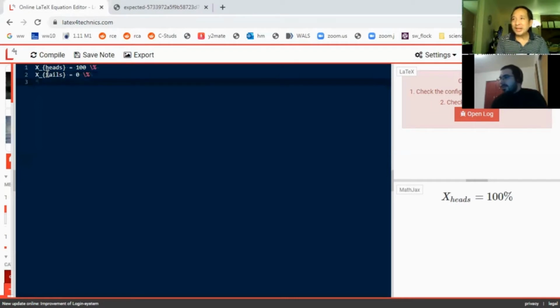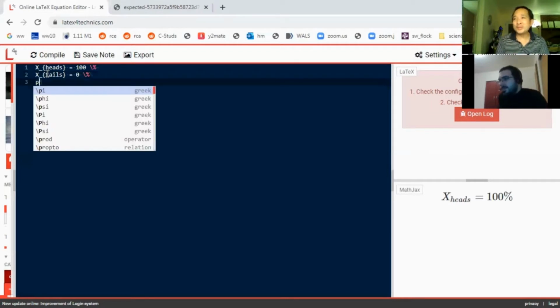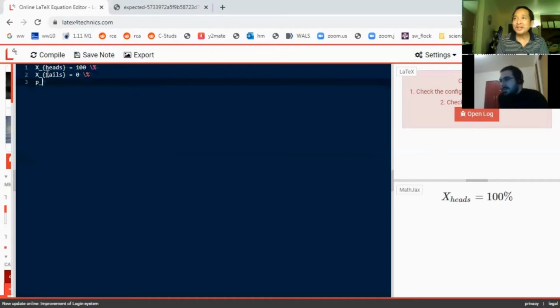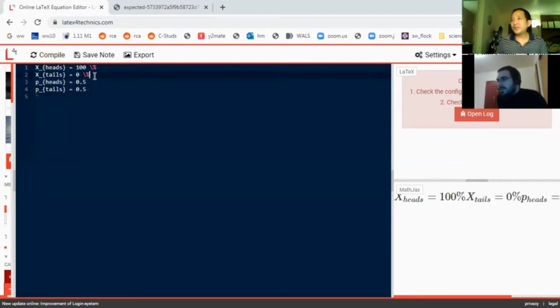And now we're starting to get where I wanted. P heads is equal to 0.5, and P tails equals, now I'm going to compile it. Oh, and it would. Okay. I need to get a carriage return here. See if it's going to let me do a carriage return.